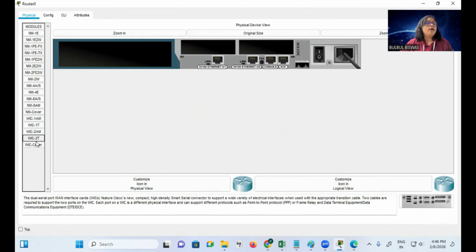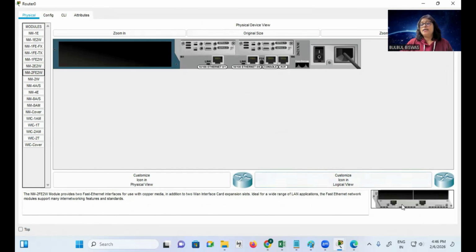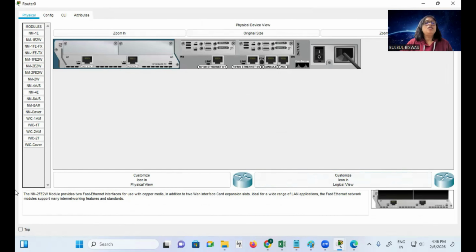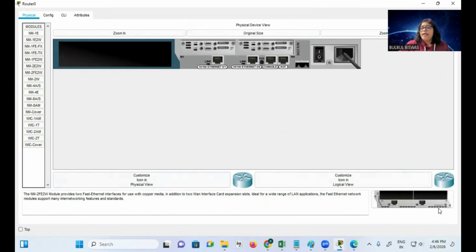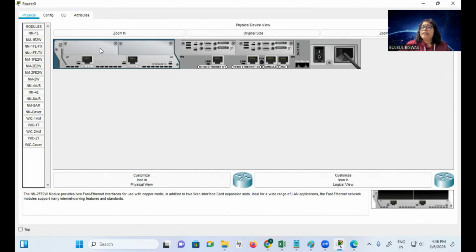So I have switched off and then I am going to connect it. You see, I'm connecting it. Okay, now I'm powering on. I can connect a LAN card over here. You see, there are two LAN ports. So this is my modular router. It was blank. You see, this was blank. I have added this card. Is it clear? This is my LAN card and this is my WAN card. That is the WAN interface card.